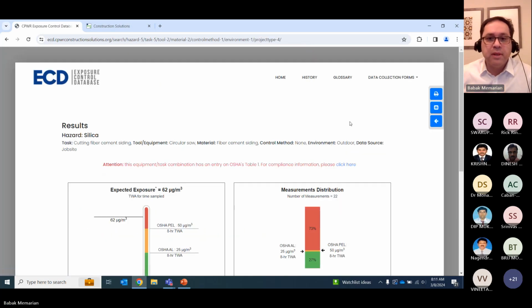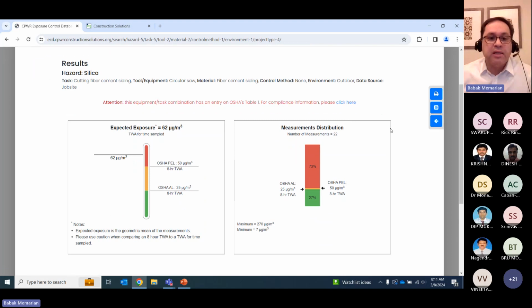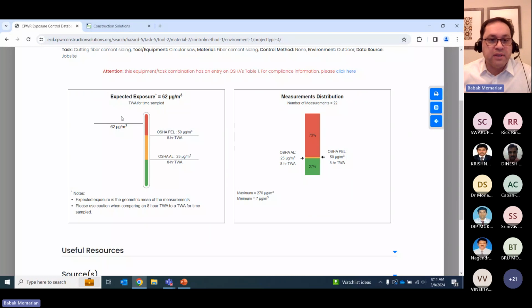After we hit submit, it gives us a basic result. On the left-hand side, you see the expected exposure, which is 62. And it compares that expected exposure against the OSHA PEL, permissible exposure limit, and the action level. So obviously it is above. It's exceeding the OSHA PEL.